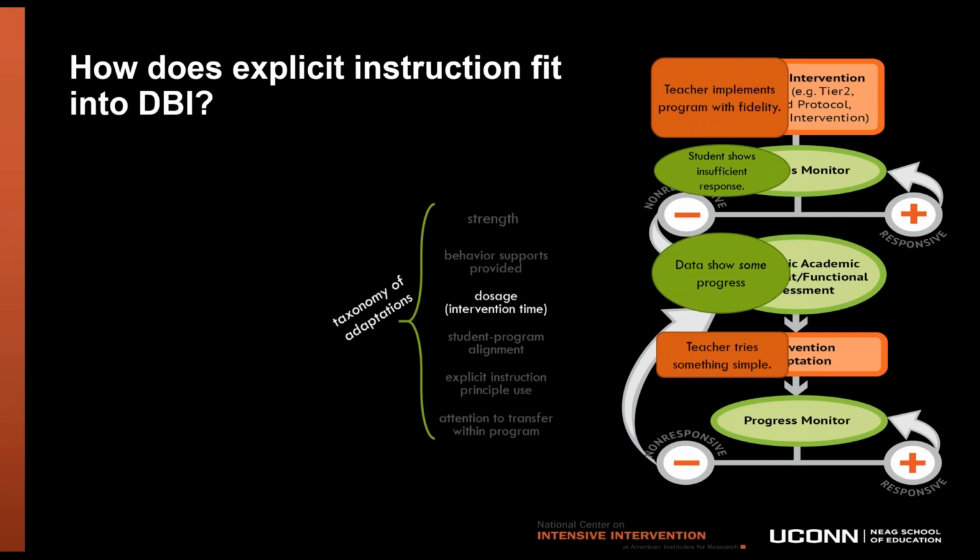And this is from the Taxonomy of Adaptations, which was originally shown by Fuchs and Malone in a 2017 article. And these are all different ways to think about intensifying instruction, ways to make adaptations. In this case, the selected adaptation was dosage. What we find in this case is that the progress was not sufficient. The student didn't do as well as we hoped.